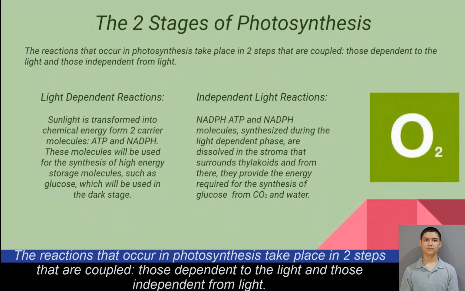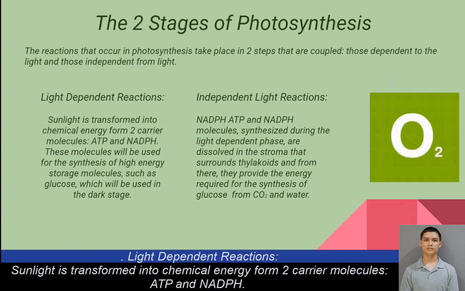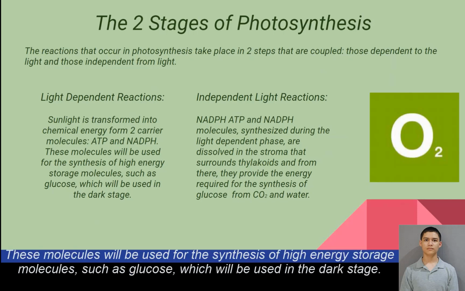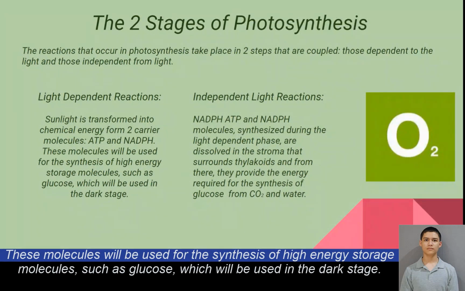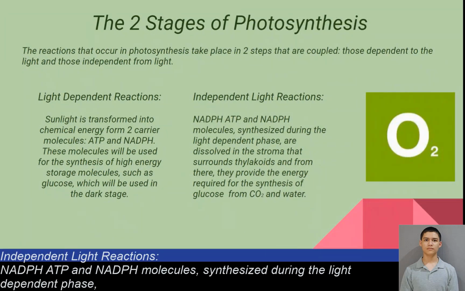The two stages of photosynthesis. The reactions that occur in photosynthesis take place in two coupled steps: those dependent on the light and those independent of the light. Light-dependent reactions. Sunlight is transformed into chemical energy by two carrier molecules, ATP and NADPH. These molecules will be used for the synthesis of high-energy storage molecules, such as glucose, which will be used in the dark stage.